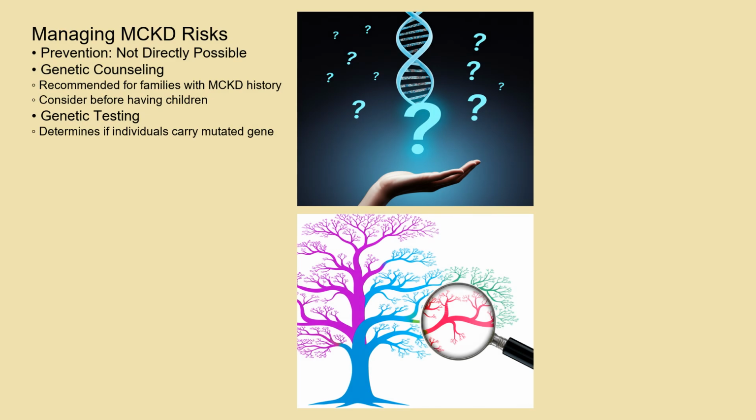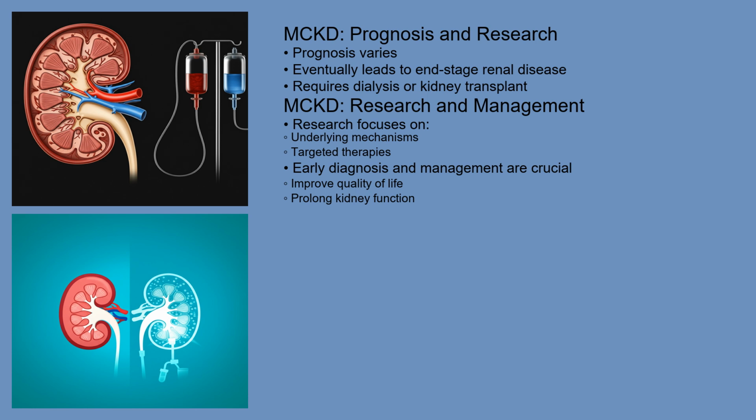Since MCKD is a genetic disorder, there's no way to prevent it directly. Genetic counseling is recommended for individuals with a family history of MCKD who are considering having children. Genetic testing can help determine if they carry the mutated gene. The prognosis for individuals with MCKD varies depending on the specific genetic mutation and the rate of disease progression. Eventually, all individuals with MCKD will develop end-stage renal disease, requiring dialysis or kidney transplantation.